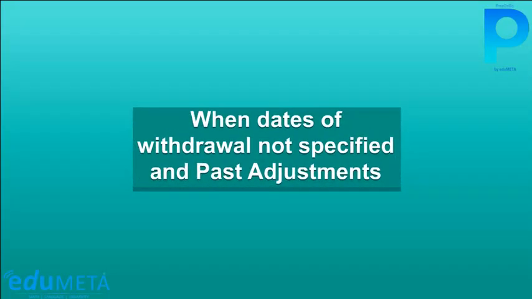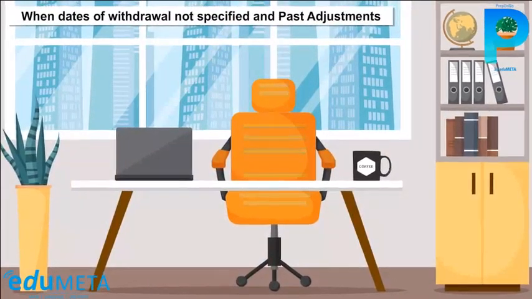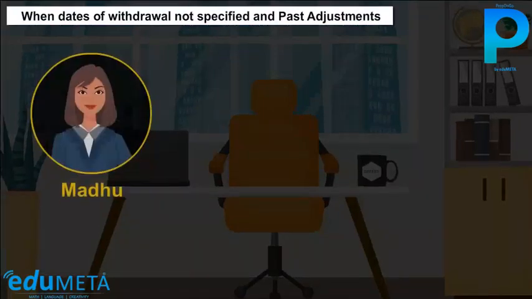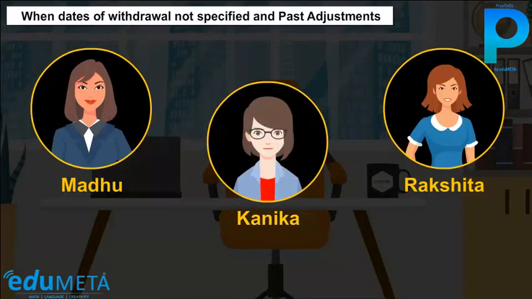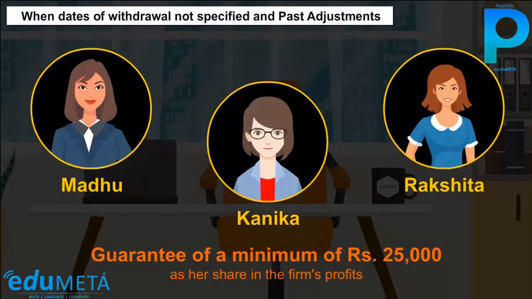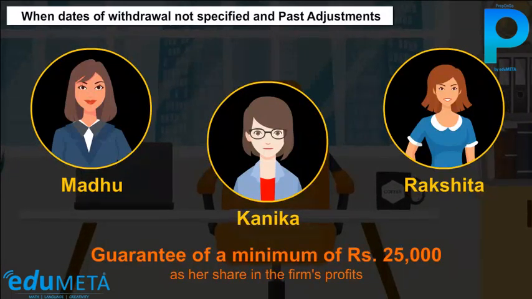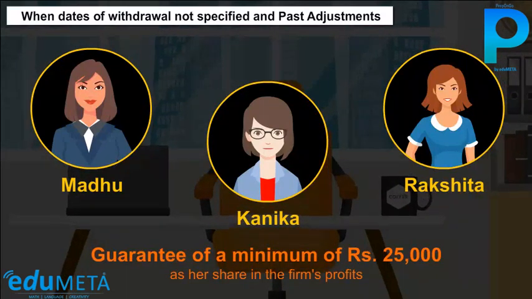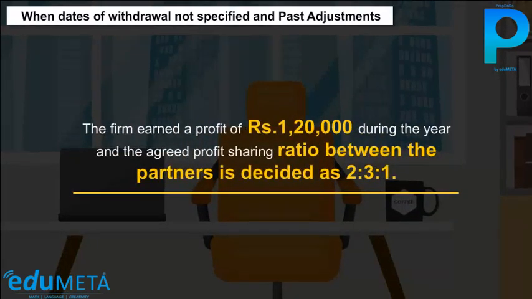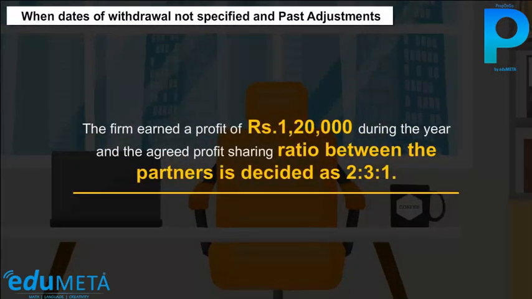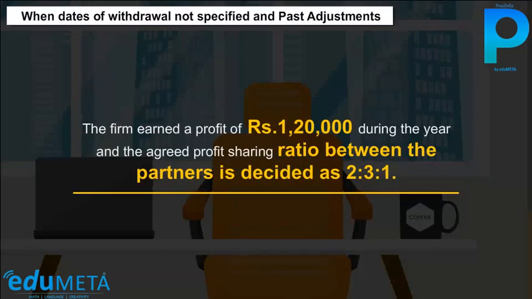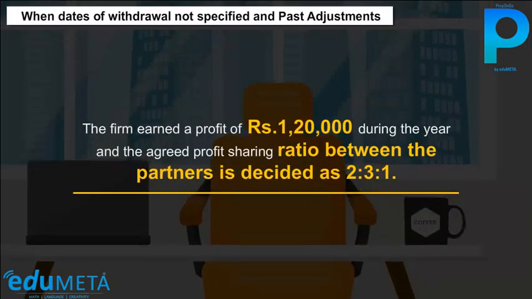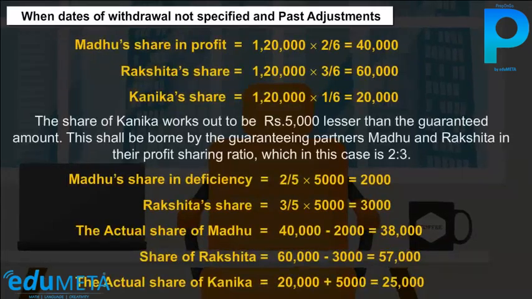Let us understand guarantee of profit with an example. Madhu and Rakshita, who are partners in a firm, decide to admit Kanika into their firm, giving her the guarantee of a minimum of rupees 25,000 as a share in the firm's profits. The firm earned a profit of rupees 1,20,000 during the year, and the agreed profit sharing ratio between the partners is decided as 2:3:1. Let us understand how this would be distributed between them.